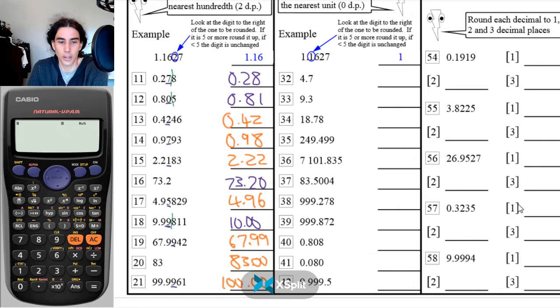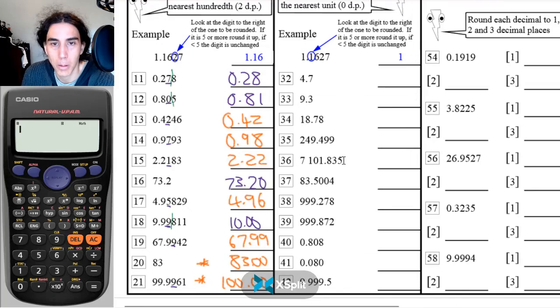The last 2 are tricky. You have to add on the decimal places that weren't there, and that one you have to round up a bunch. All right, scrolling up.